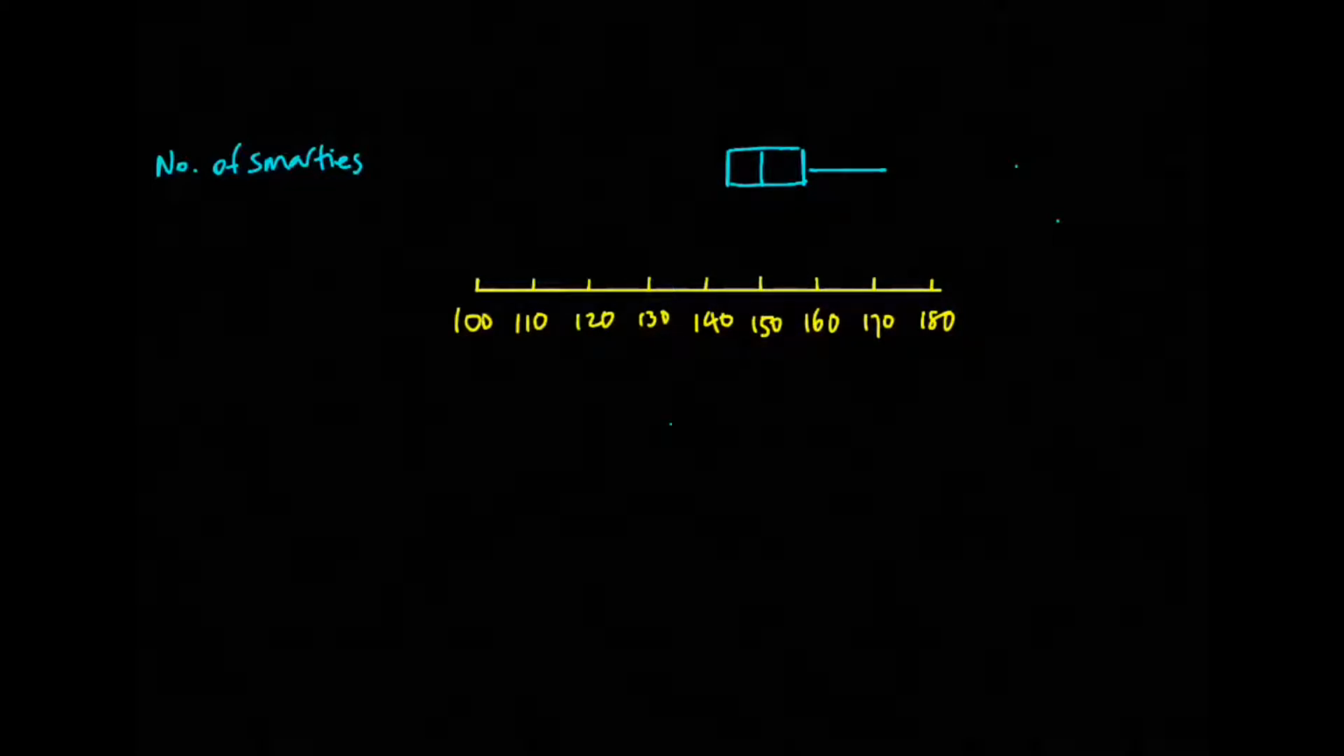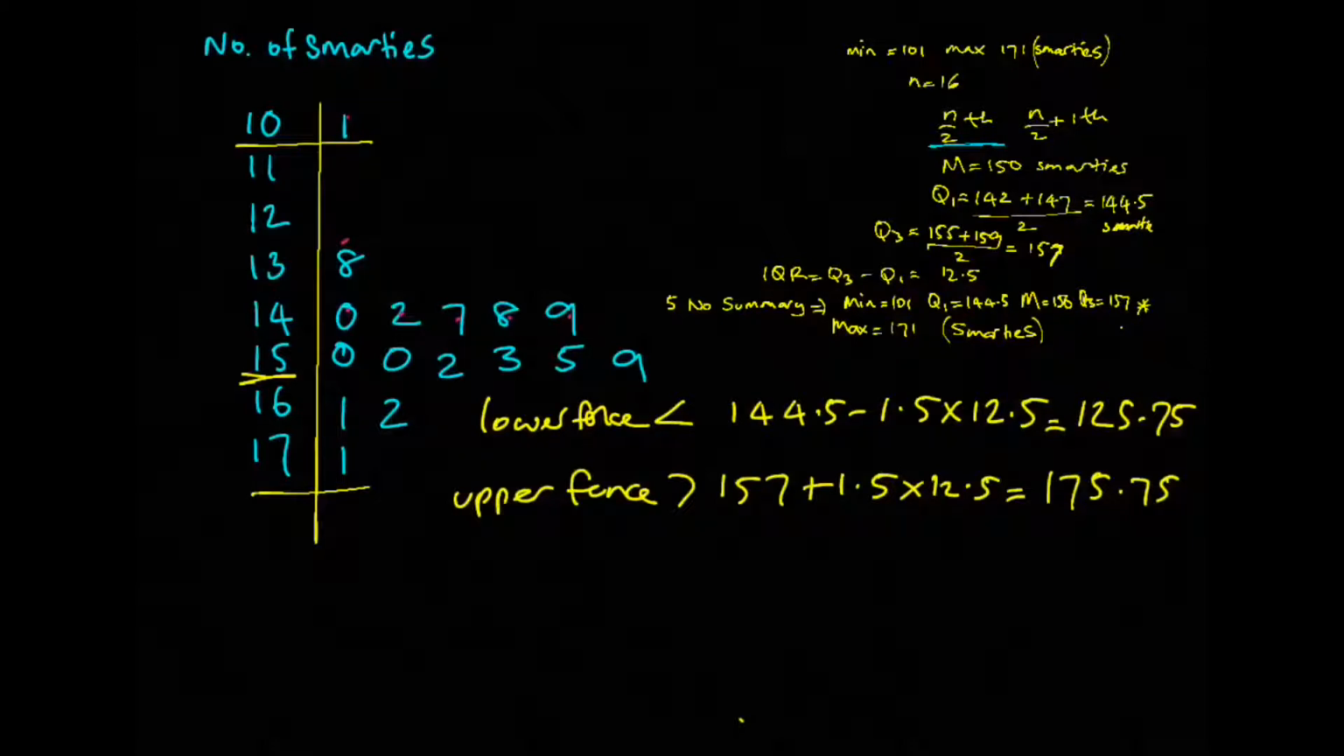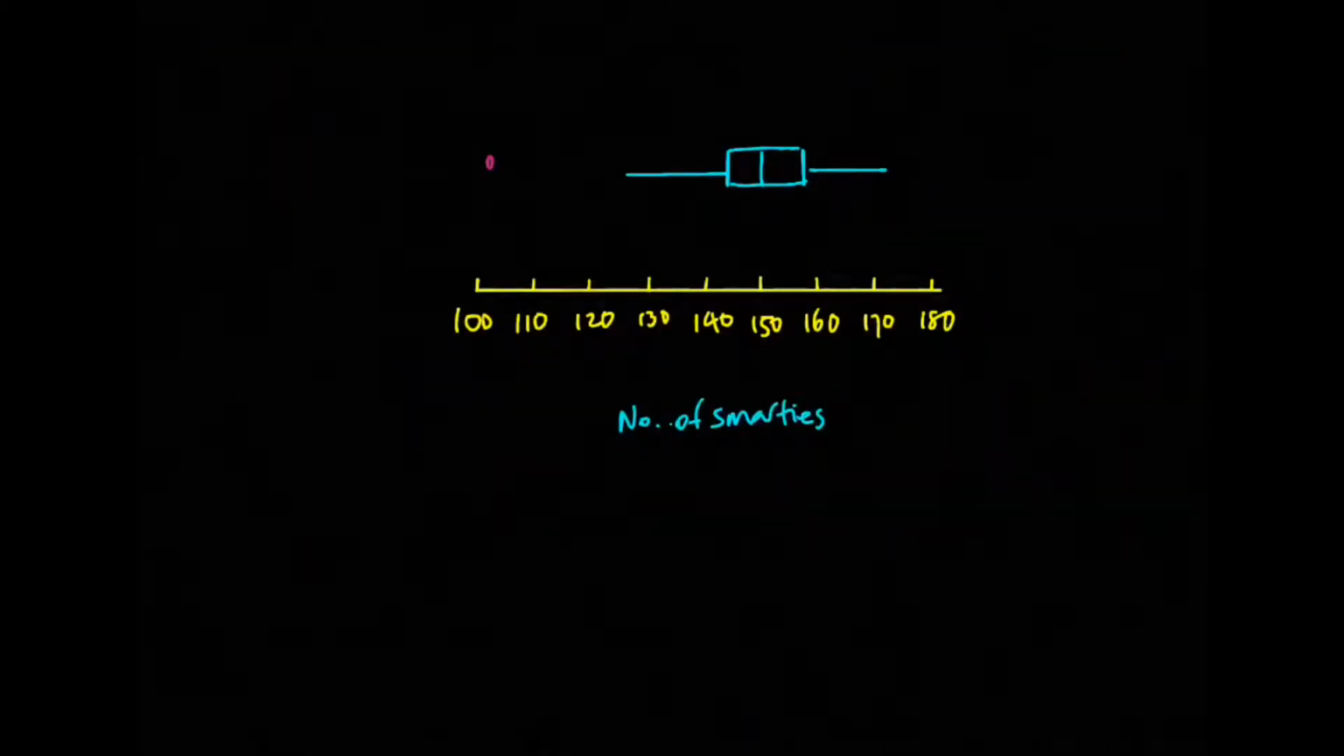Then we draw the whisker on the right. 171 is not an outlier, so the whisker ends at 171 on the right side. And let's put in our outlier, which is 101. And the whisker on the left, because we've got an outlier on that side, is going to go to the 1.5 times IQR position, which we worked out the lower fence to be, 125.75. So that's your box plot with outliers.